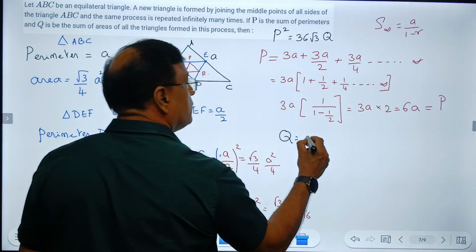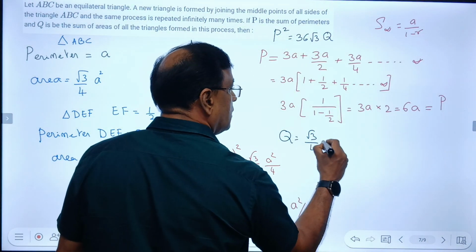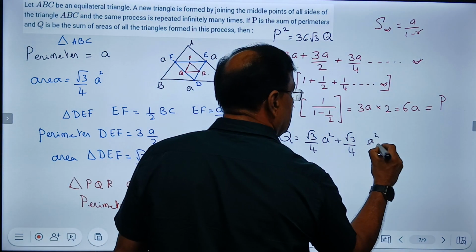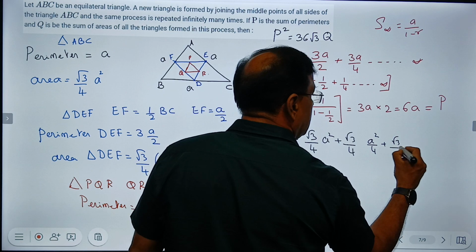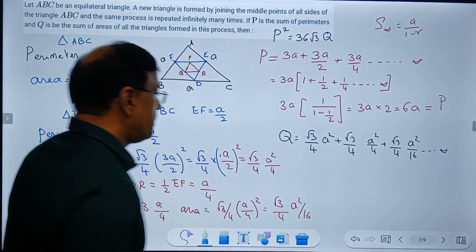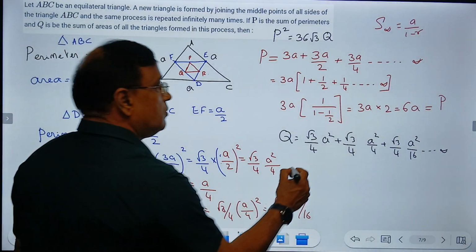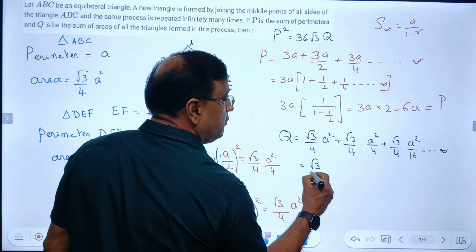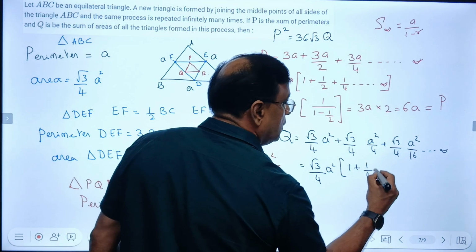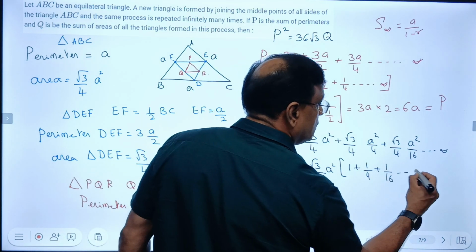Root 3 by 4 A square plus root 3 by 4 A square by 4 plus root 3 by 4 A square by 16, and so on to infinity. Correct? Now root 3 by 4 A square is common. So what do you get? 1 plus 1 by 4 plus 1 by 16 and so on to infinity.